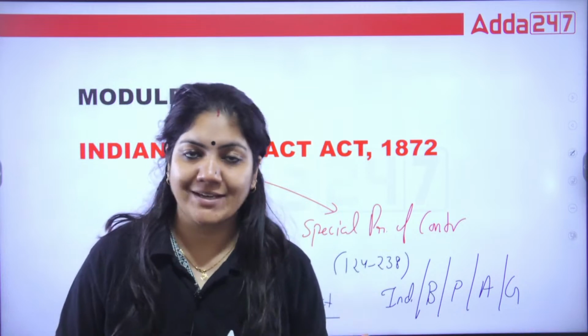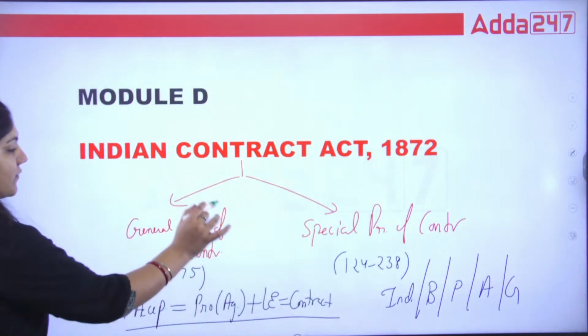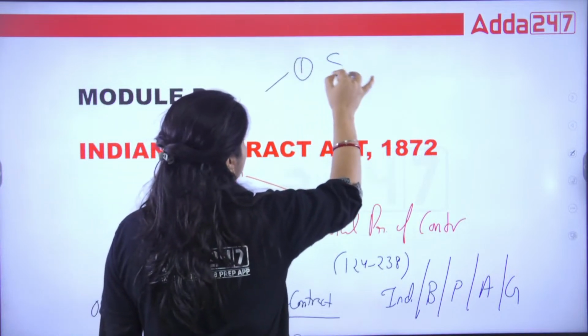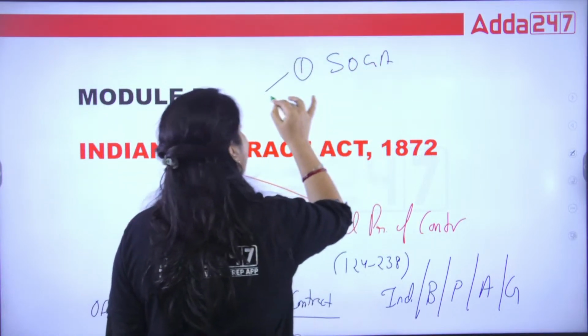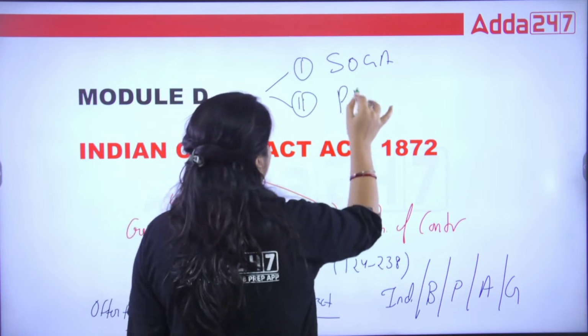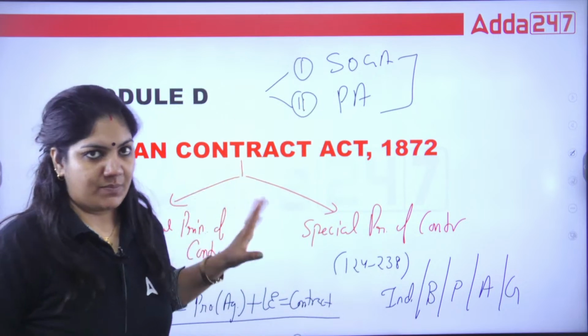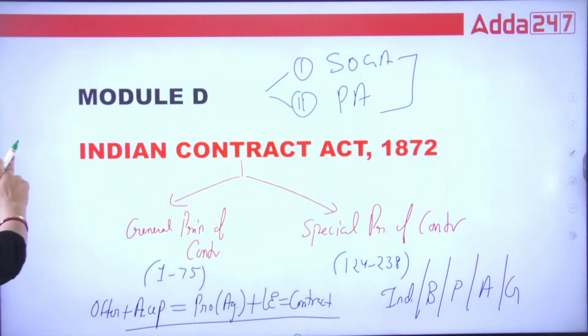So these are the 5 concepts given under sections 124 to 238, but we do not have to study the sections. Okay. Now, from the Indian Contract Act, 2 acts have been removed, and that is the SOGA Act, Sale of Goods Act, and the second is the Partnership Act. These 2 acts have been removed. So this is very important. Okay. Now let's start with the session. Session number 1.